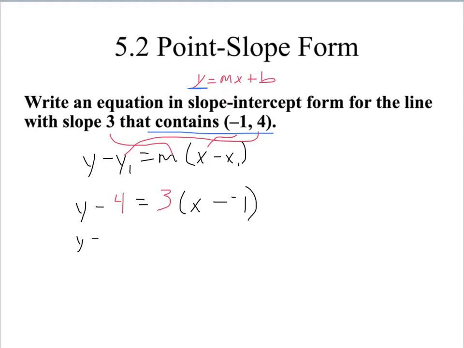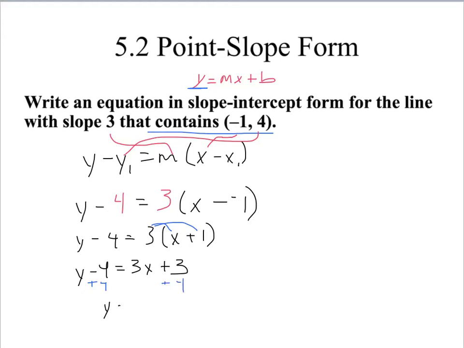So now y minus 4 is equal to 3 times x plus 1. I'm going to distribute this 3 through first. That's my first step. Y minus 4 is equal to 3x plus 3. I need to get y all by itself. So I'm going to add 4 to both sides.